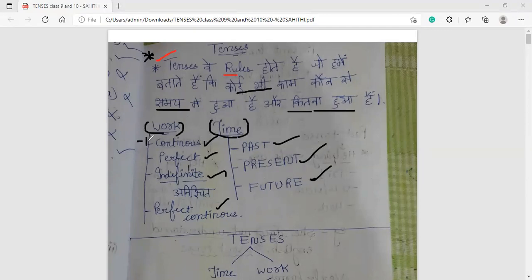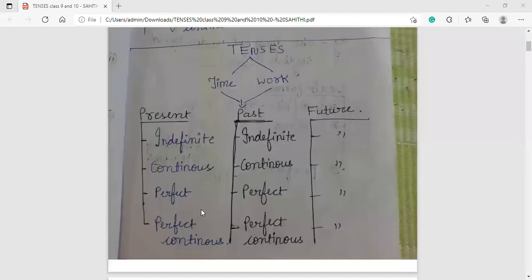Okay, work: continuous, perfect, indefinite, then perfect continuous. Time. Along with it: past continuous, past perfect, past indefinite, past perfect continuous; present continuous, present perfect, present indefinite, present perfect continuous. This indefinite is not a new word. Actually, we used to say present simple tense. So the other word for simple tense is indefinite. We can use these two words, simple or indefinite.